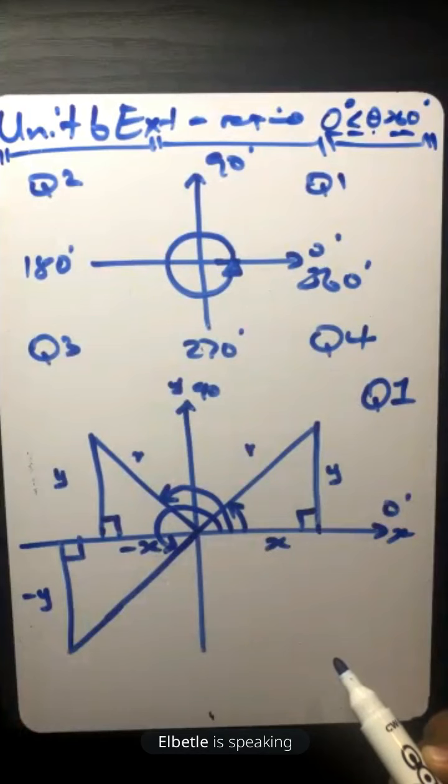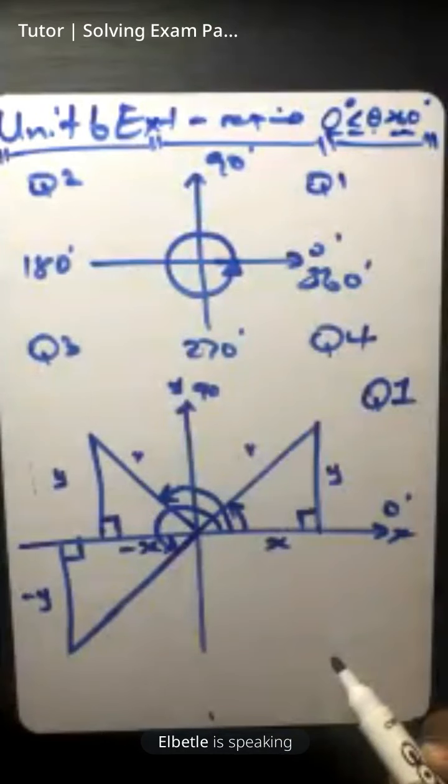Wait, can you please explain? I remember you explained this before, like whether y or x is negative or positive in the first, second, third. Can you please explain that one more time?